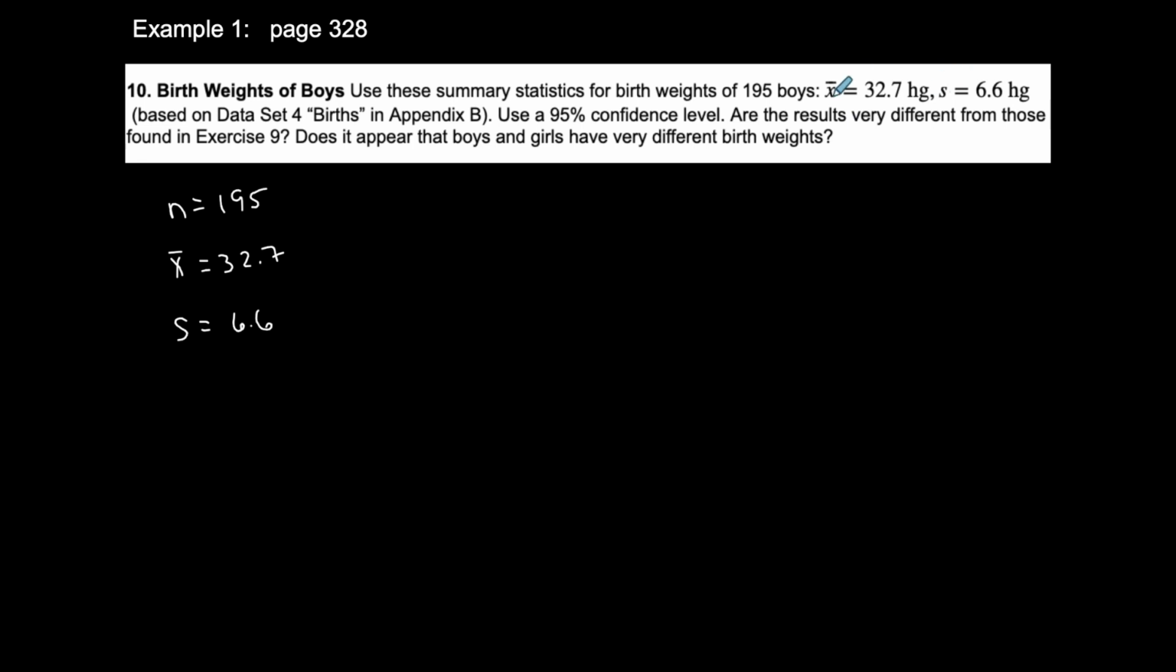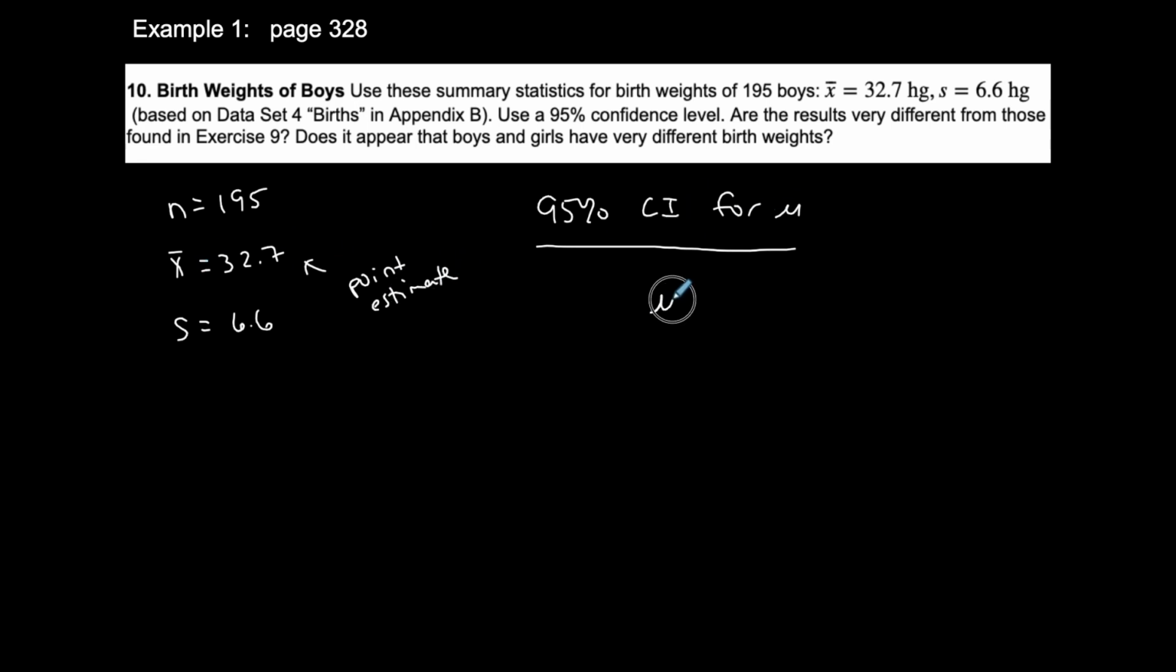Using a 95% confidence level, we want a 95% confidence interval for the population mean, for mu. So this would be our point estimate, if you want to think about that. We're using a sample mean to approximate a population mean, and we want a 95% confidence interval for this case.